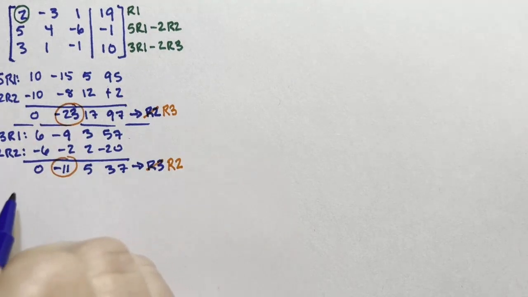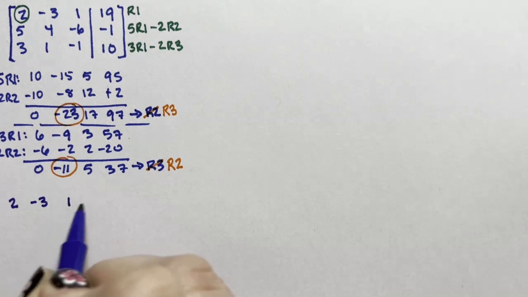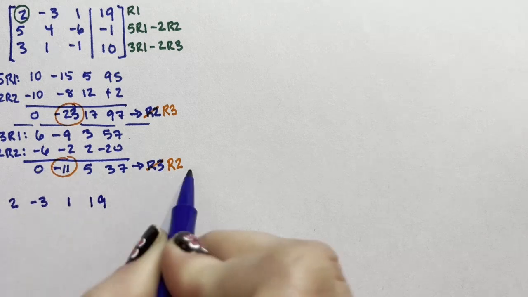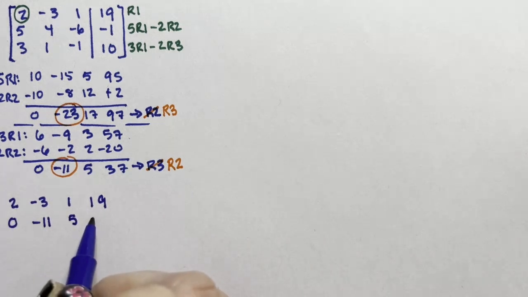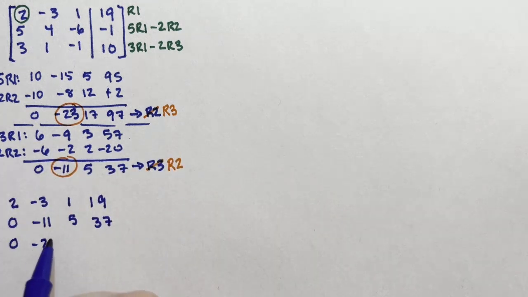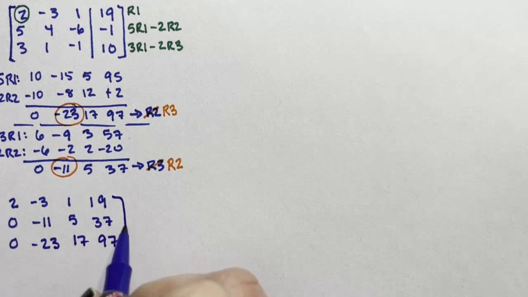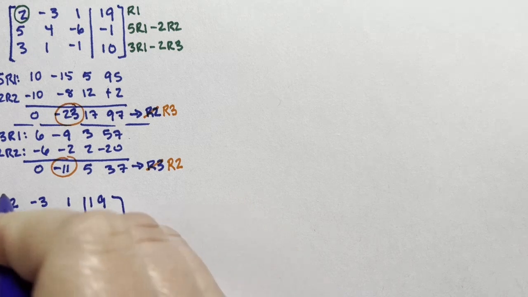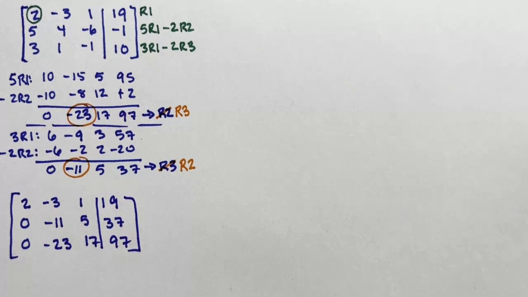I'm going to keep row 1 as is: 2, negative 3, 1, 19. I'm going to make this my row 2: 0, negative 11, 5, 37. And make this my row 3: 0, negative 23, 17, 97. I make sure I have brackets. If there's no brackets, A, it is really hard to read what's going on in your work, and B, without brackets, you don't really have a matrix. Matrices have to have brackets.